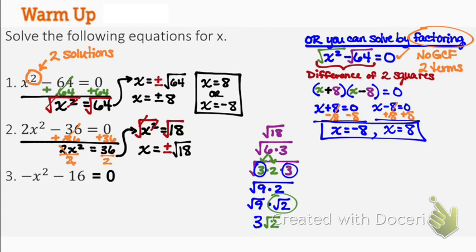So that means that x is equal to plus or minus 3 square root of 2. So x is equal to 3 square root of 2, or x is equal to negative 3 square root of 2.